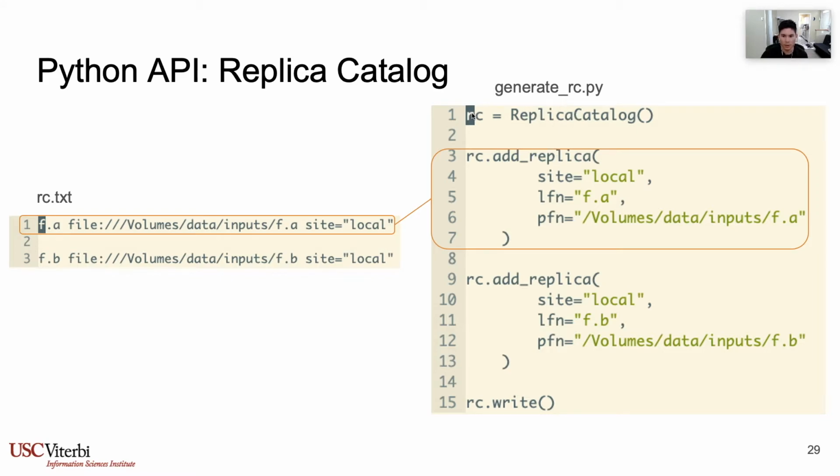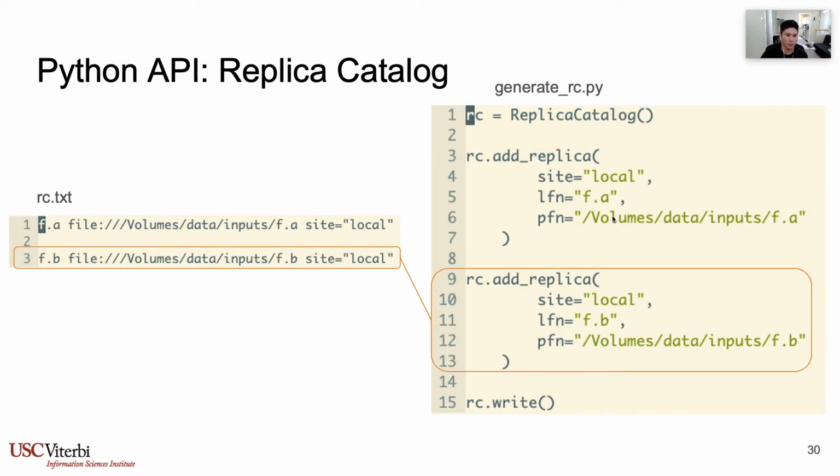So when you want to add this using the Python API, you simply create a replica catalog object, we'll call it rc, and then we'll call rc.addReplica, and we'll enter in the same items that we have here. So the site, the LFN, just logical file name, and then the path at which this file resides. And then we'll do that for all of our entries, and then in the end, we'll just call rc.write, and then by default, this will get written to current working directory / replicas.yml.